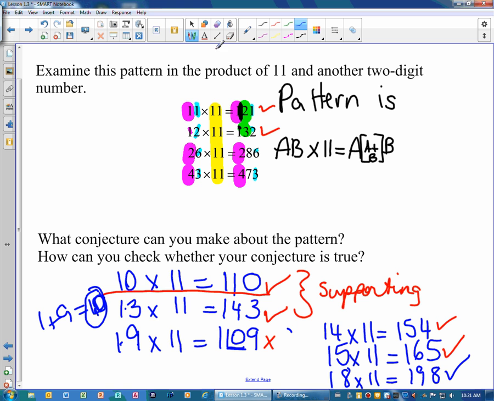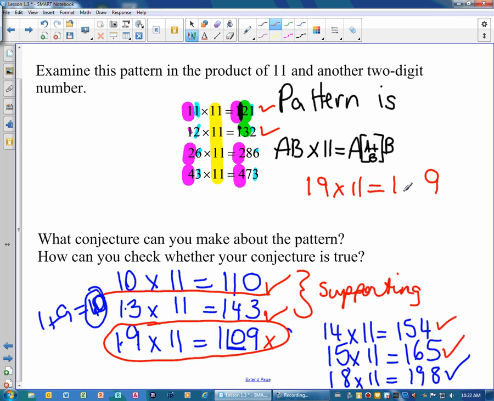But as soon as I got to 19, that's when the difficulty started, because I wasn't really sure what to put in the middle. 19 times 11 should be 1 and a 9, and then what goes in the middle? Well, the sum. Do I put 10? Do I put 0? Do I put the 1 from the 10? And none of those work. So the second that my 2-digit number added to a 2-digit number, it didn't work anymore. Okay, so 19 is where my conjecture fell apart. So that's where I'm going to have to revise it.